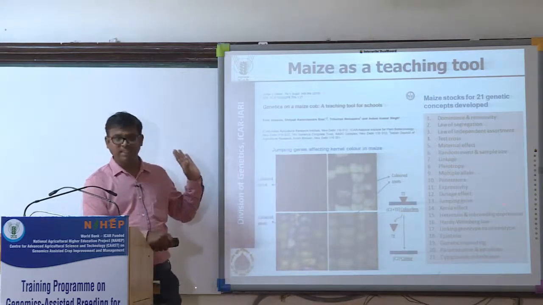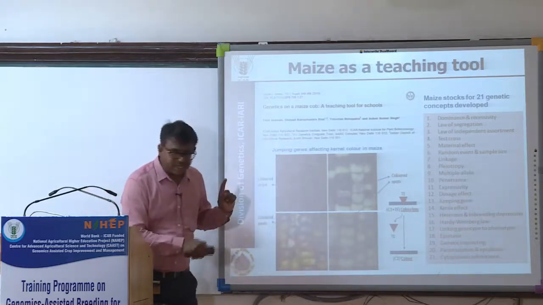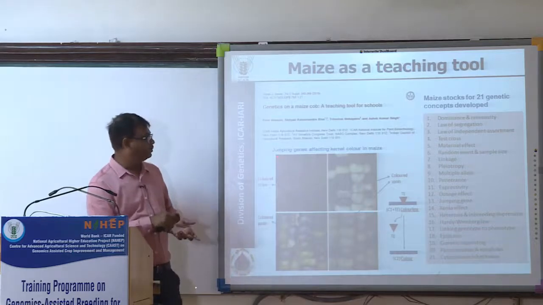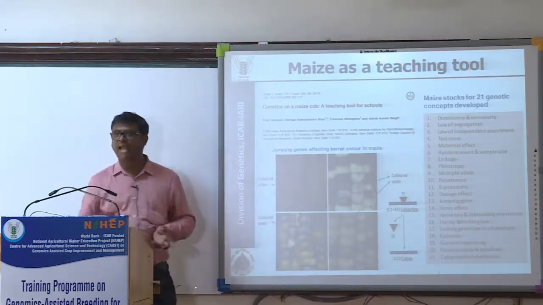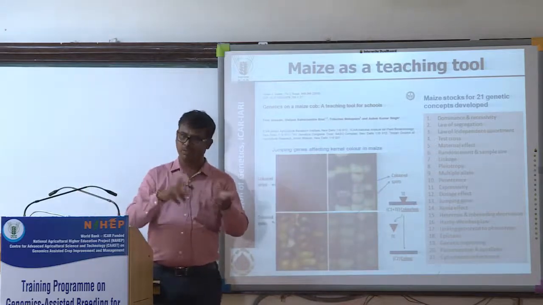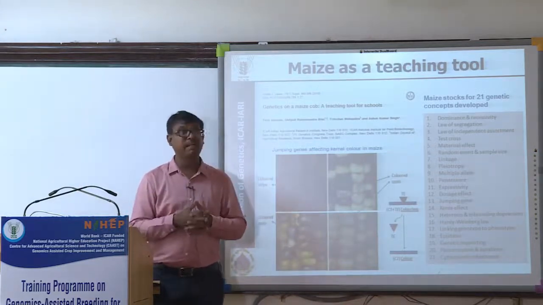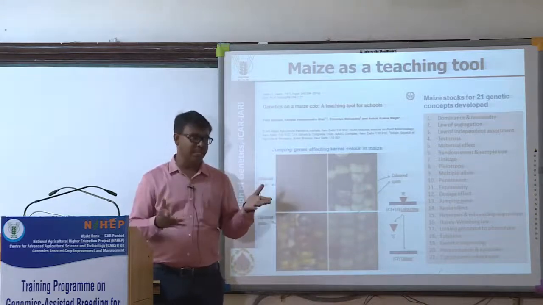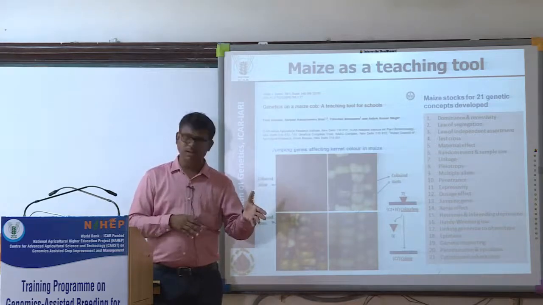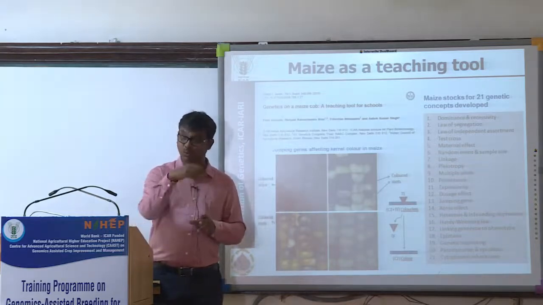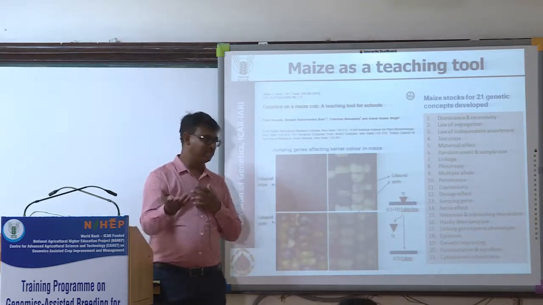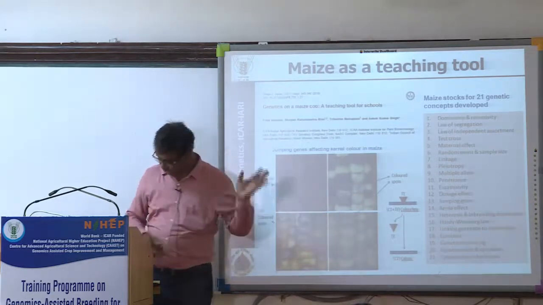Am I right or wrong? Right? So with the maize cob, we can explain these basic phenomena. And we have a plan to make a kit where each and every cob with a full demonstration will be made available, and that will be distributed to all the schools. Later on, we may target universities. So when a school teacher goes to school, he or she can explain to the children, look, this is how the 3:1 segregation looks, this is how the 9:3:3:1 segregation looks, or whatever it is.